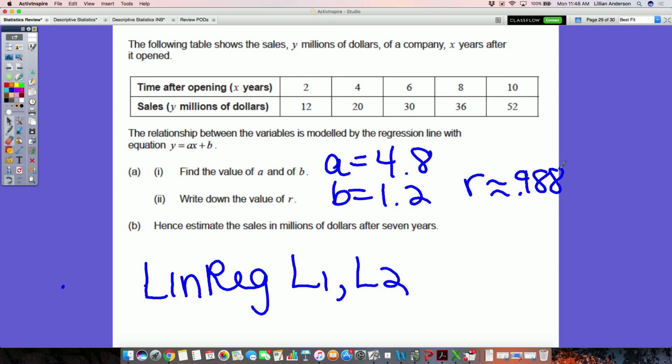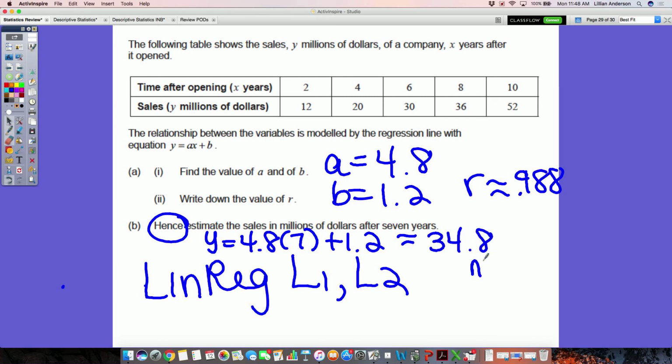Okay. It doesn't ask you, but I am going to ask you, describe this relationship. Strong and positive. Hence, estimate the sales in millions of dollars after 7 years. Hence, that means you're going to use this equation and plug in what? Plug in 7 for x. Do that real quick. How much am I rolling in dough? $34.8 million.